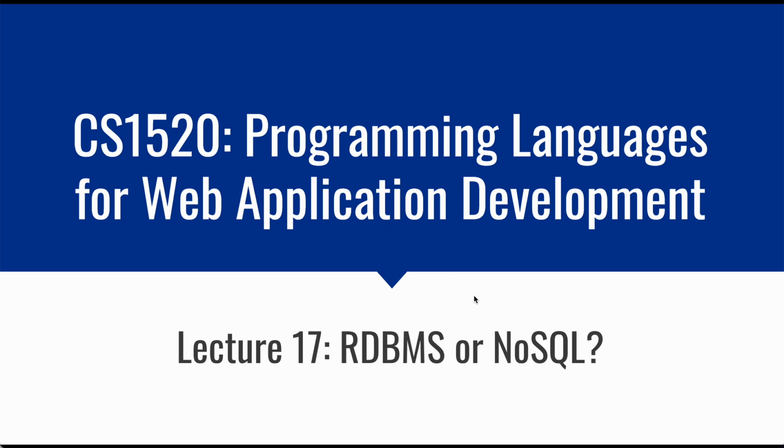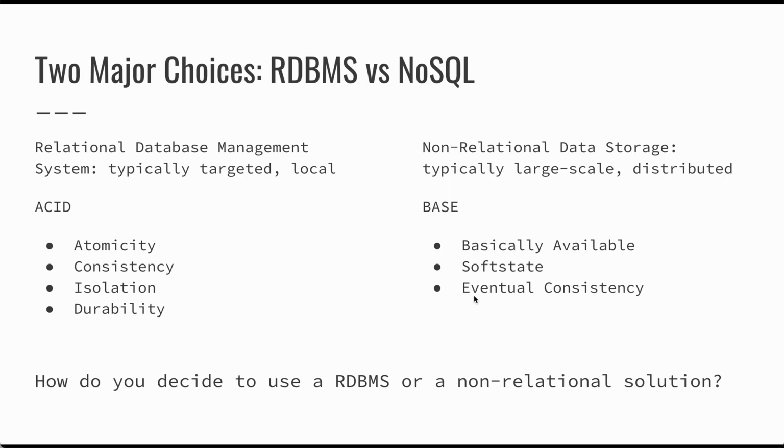We need to decide when we're storing data in our applications is whether we want to use a relational database management system or a NoSQL database. There are reasons to use each one of these, and we're going to talk about those a little bit in the next few slides. As stated previously, the two major choices are going to be a relational database management system or a NoSQL database. They're going to differ a little bit in their purpose and in their capabilities, what they're good at, and what they're maybe a little less good at.